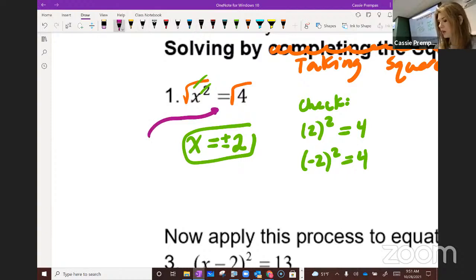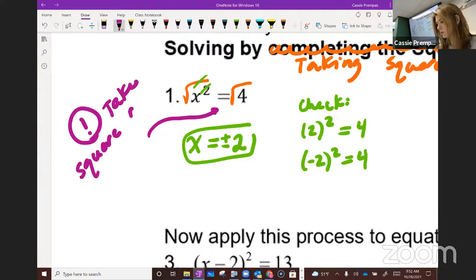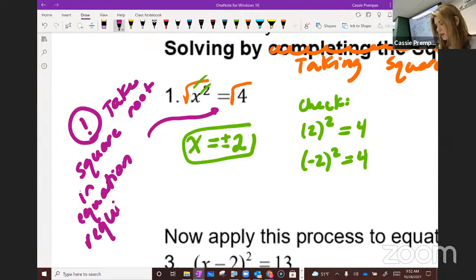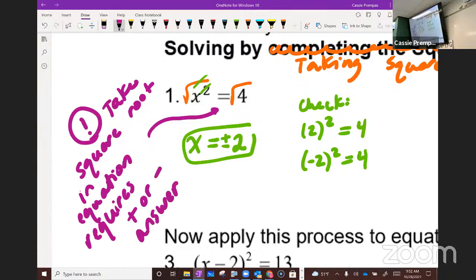Number 1, I'm going to do a little exclamation point. If you take the square root in an equation, it requires a plus or minus. So hopefully I'm going to be saying this a lot over these next few days. When you take the square root in an equation, what do you need? And your answer is plus or minus. You always really want to make sure that you are keeping that in mind.